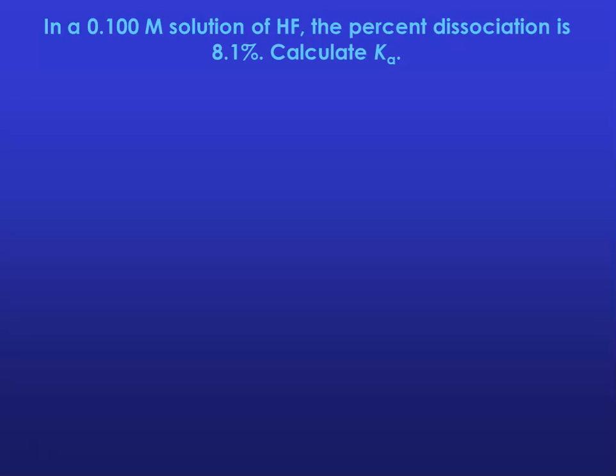So I think this is the last one with our acids. We have a 0.1 molar solution of HF, and the percent dissociation is 8.1%. So that's higher than 5%. So that's going to play a role in our calculations. We want to use this information to calculate Ka. So we're doing things a little bit differently than we've done before.